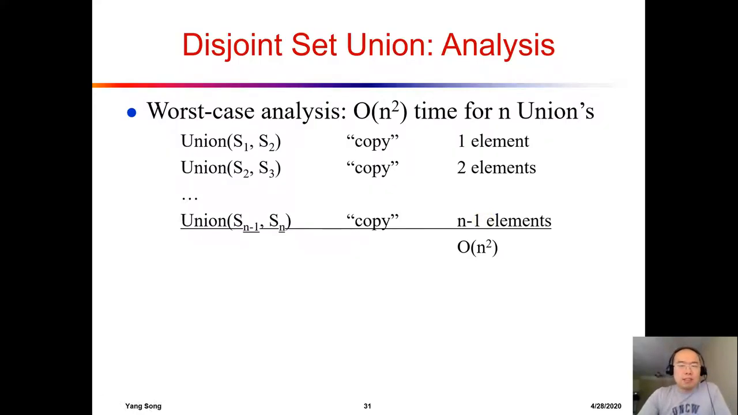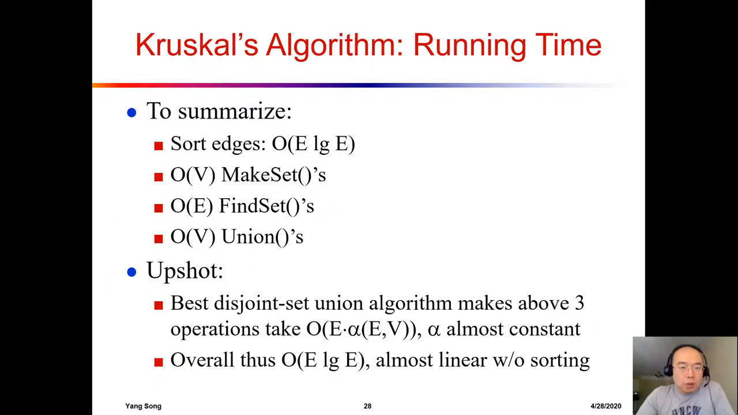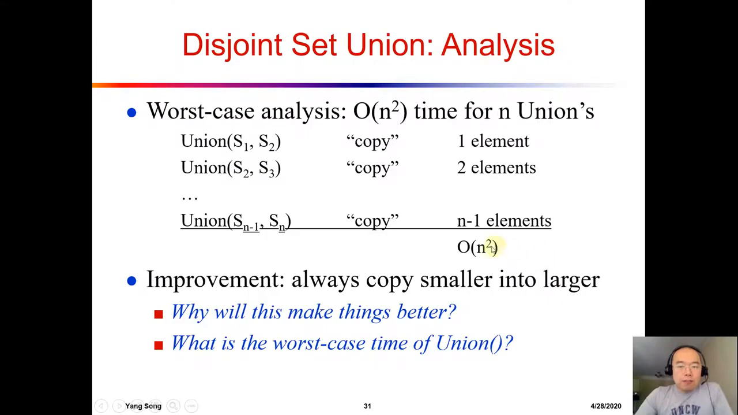So in the worst case, we are going to do a total of O(n) square copies. Well, O(n) square, that's not cool, right? So remember we said that among those four terms, if we find that O(E log E) is the most significant one, then Kruskal is an O(E log E) algorithm. And then if we want to do O(V) unions, that will be an O(V) square algorithm. So it's not so cool. O(n) square is really too high.